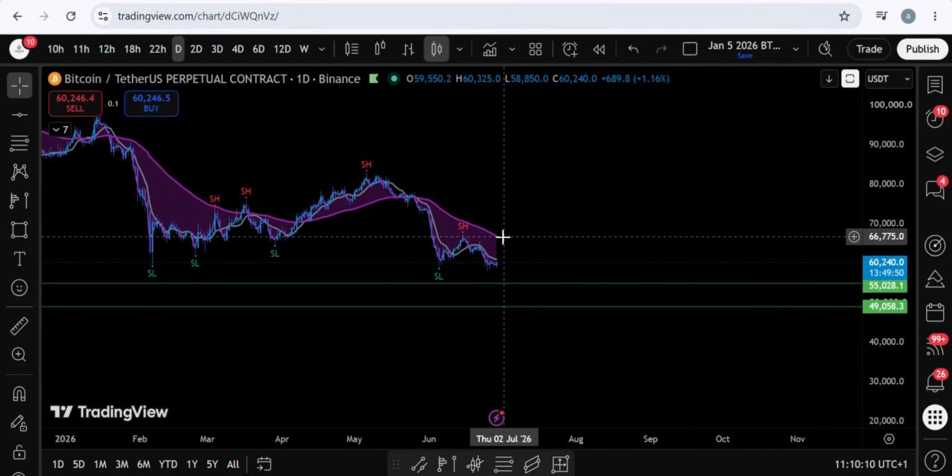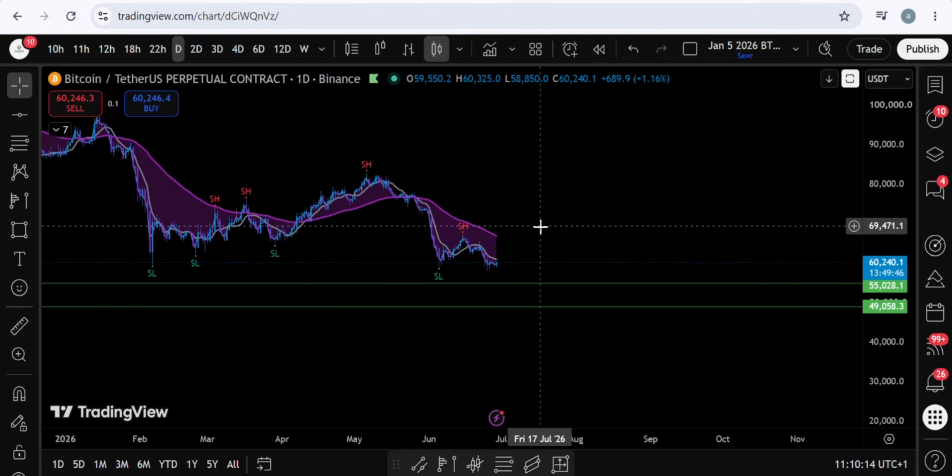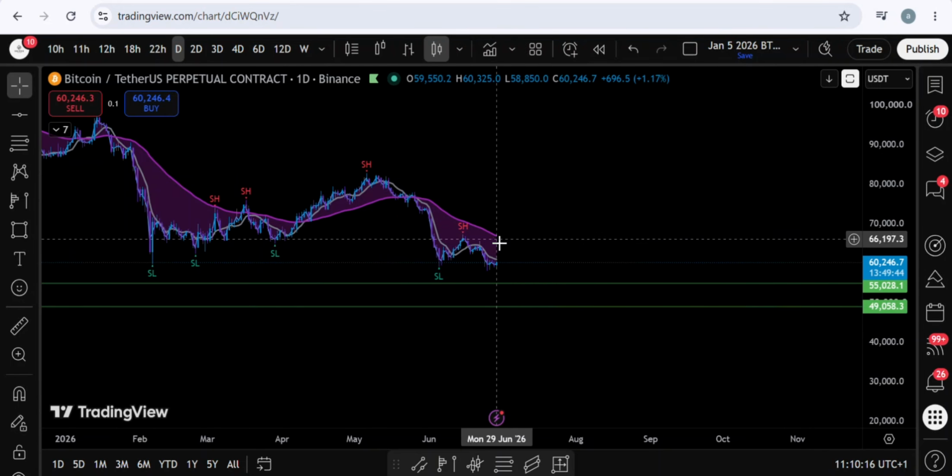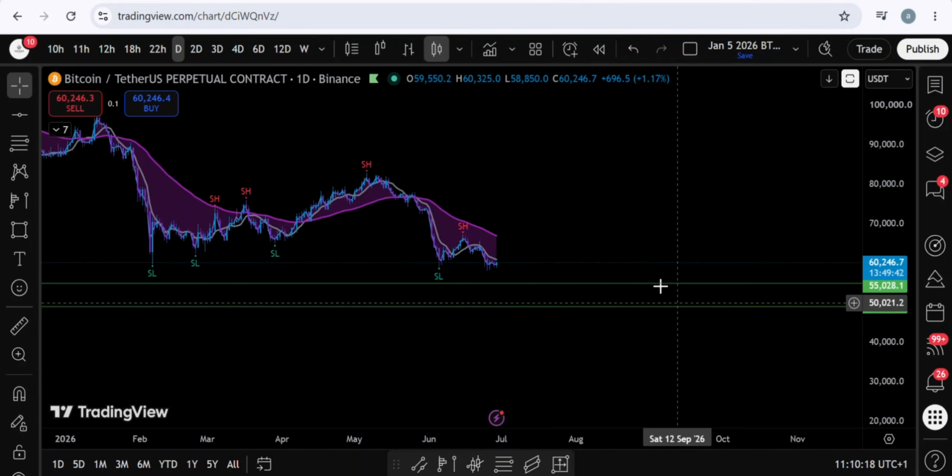If it doesn't start to curve up, we have a lot more to go down to. But those are my interest levels for swing plays.